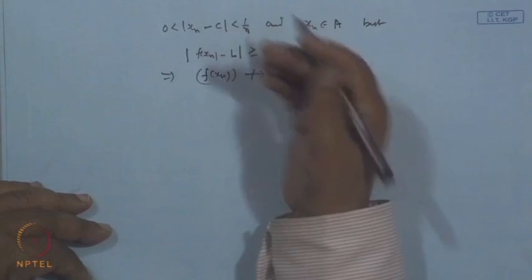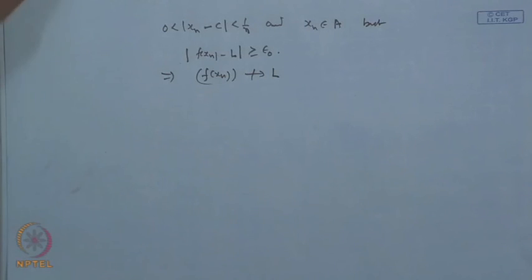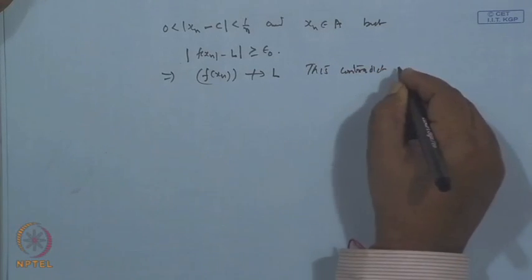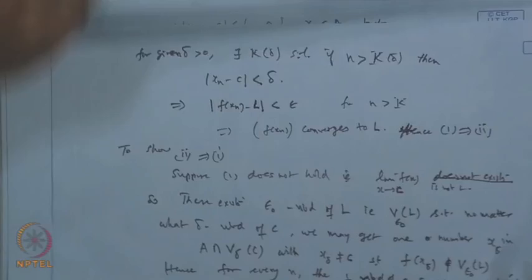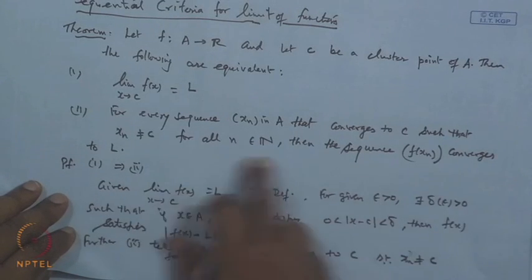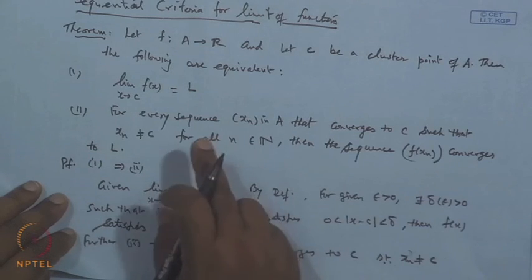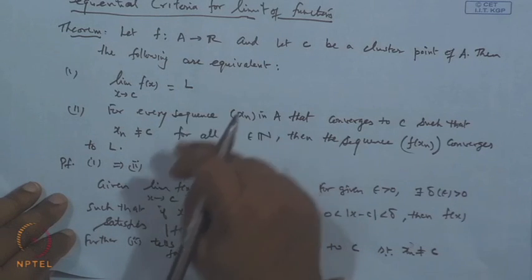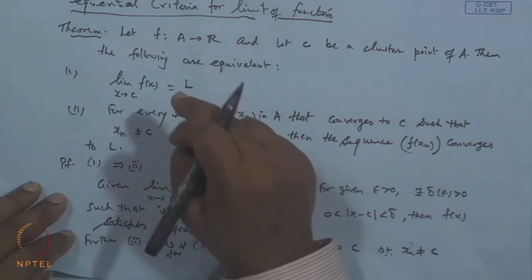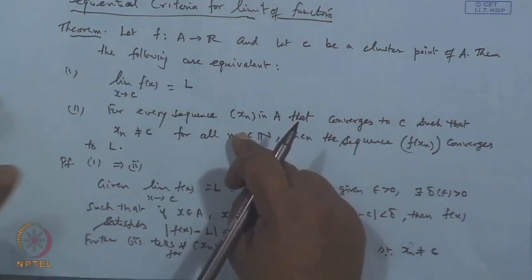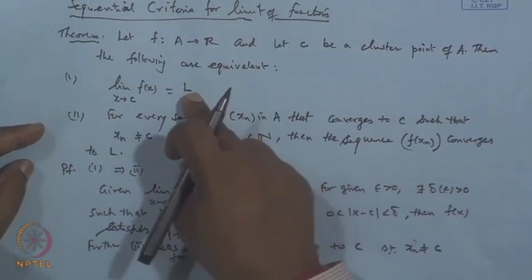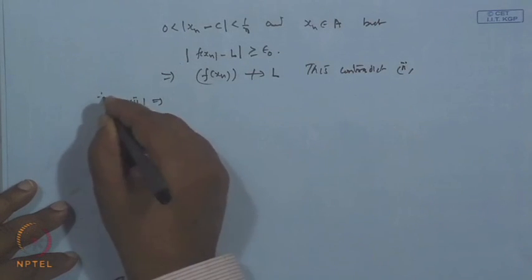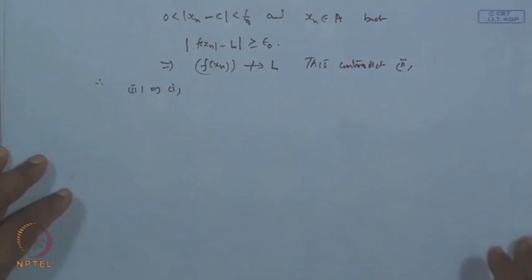Okay. But that is a contradiction, because this contradicts the second assumption, which says that for every sequence x n that converges to c, the sequence f x n converges to L. This we are assuming, and we wanted to prove 1. So, we assumed 2 is true but 1 does not hold, and that leads to a contradiction of 2. Therefore, our assumption is wrong. So, if 2 is true, 1 will definitely hold. So, definitely 2 implies 1. So, this completes the proof. Okay.